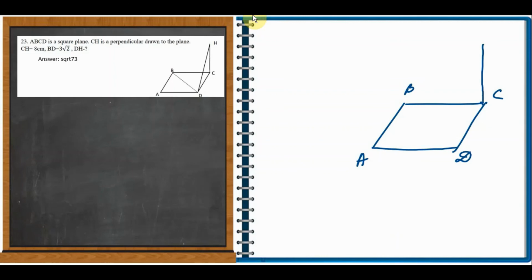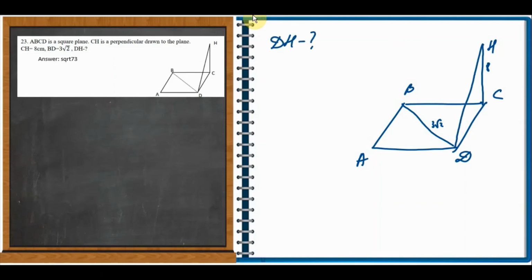Number 23. In number 23, we are given a plane which is square. Now, let's draw it one more time. It's called ABCD, and here is CH perpendicular to the plane. Then, it's given that CH is equal to 8 centimeter, BD is 3 square root of 2, and we need to find DH. So let's connect D and H. We need to find this DH.